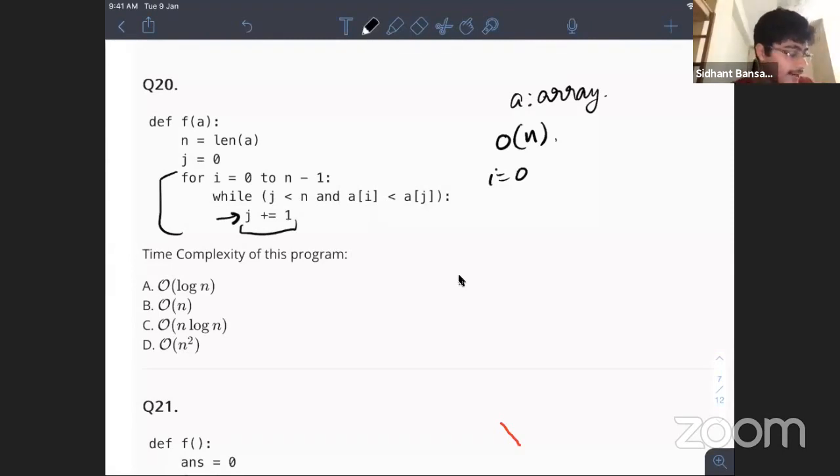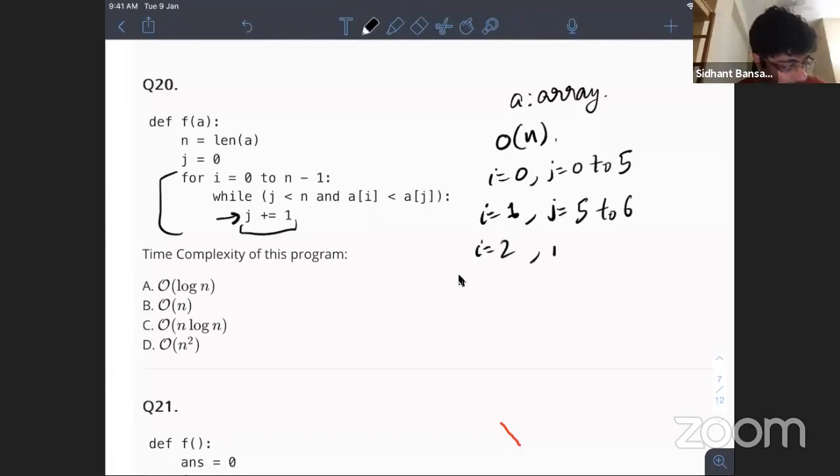So when I is 0, it might happen that J goes from 0 to, let's say, 5. I'm just giving an example. Now when I goes to 1, J will start running from 5 and let's say it runs till 6. Now when I is 2, J will start running from 6 and let's say it runs till 8 or something of that sort. Notice that J can't ever go back in this entire code. You only do a J plus equal 1 here and you never allow J to get a smaller value than previously.